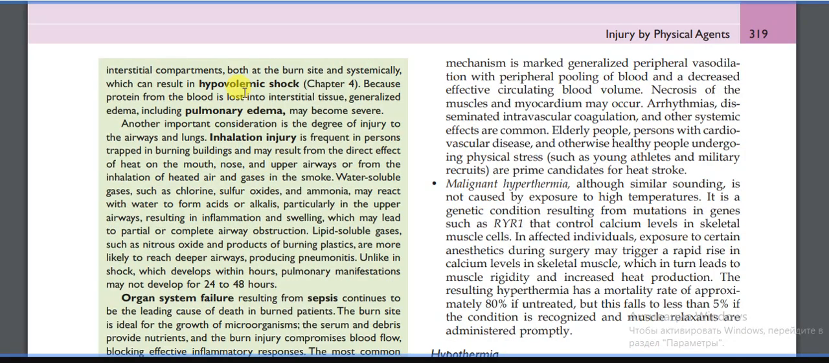Also, don't forget, hypovolemic shock is sometimes followed with injuries, as we discussed right now with Amjad. And protein from the blood is lost into interstitial tissue, and generalized edema, including pulmonary edema, may become severe. So also we discussed it. This is anasarca, which we discussed in the topic of edema.